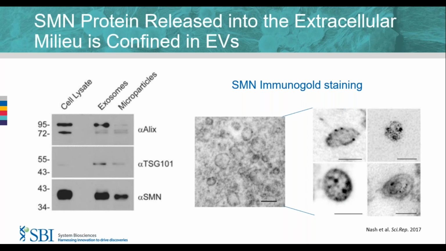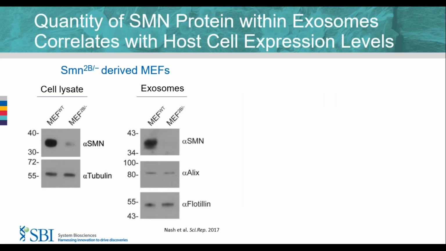So of course, then the question is, do the levels of SMN correlate with disease states? So they first work with a mouse model of SMA that is a mutant of SMN protein, and they assess levels both in cell lysate and in exosomes of these proteins. As you can see, there is a huge decrease in the content of SMN in the exosomes of these mouse models.